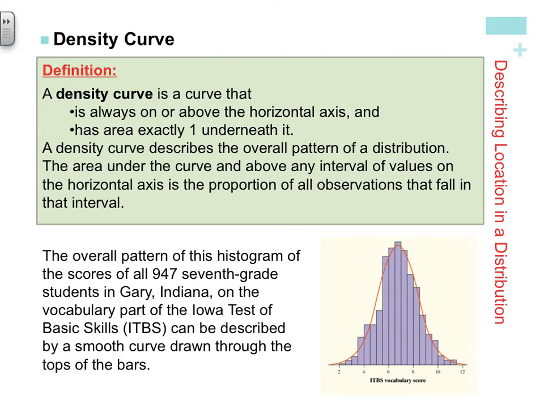So here's a histogram. It can be described by this quote unquote smooth curve, which we can also call a density curve for right now. The overall pattern of this histogram, which is displaying a standardized test of some sort, can be described by a density curve. So underneath that curve, there's an area of 1.